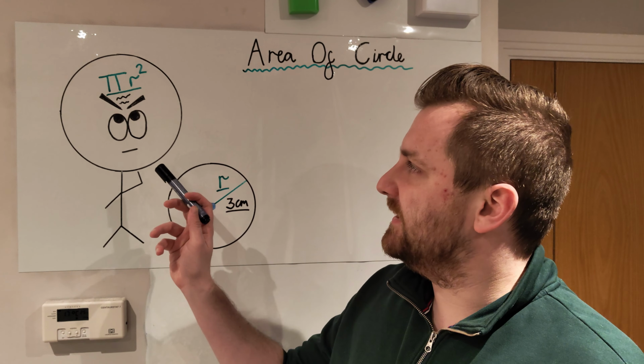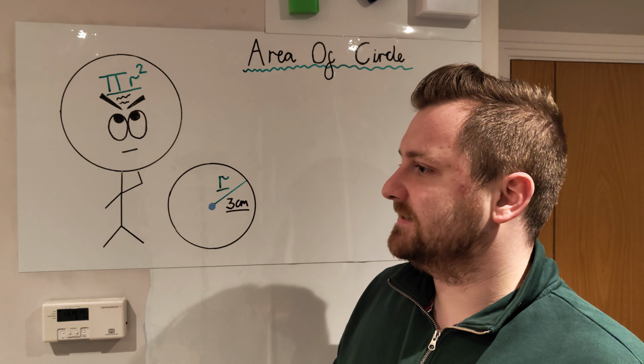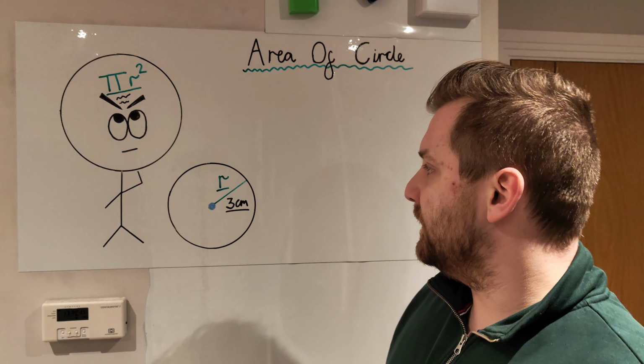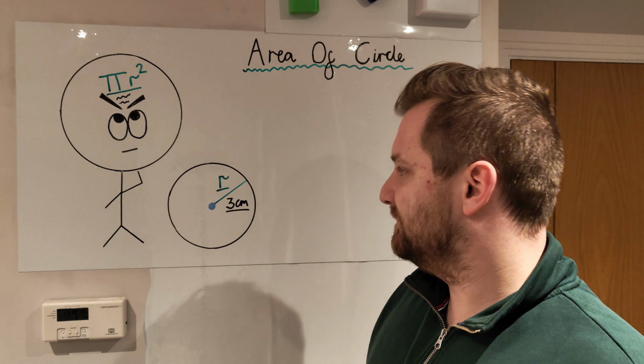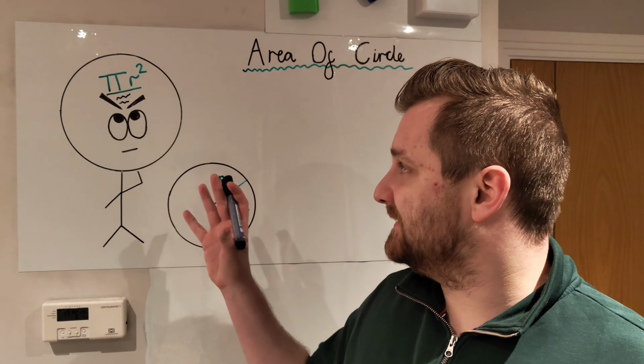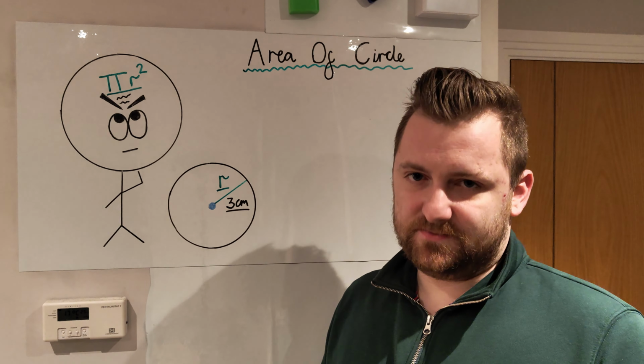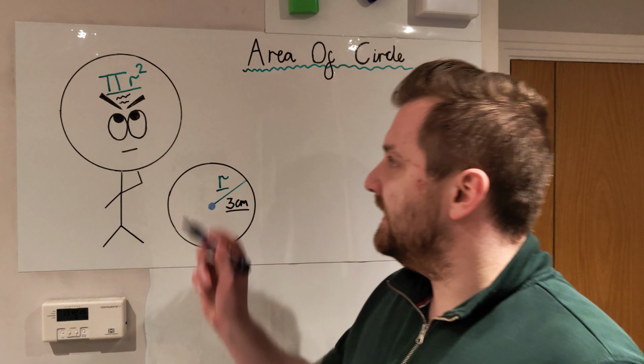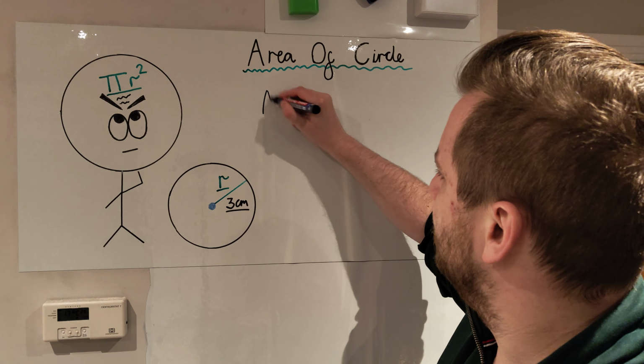But he's a bit confused right now, but he doesn't realize that the area of his head is pi r squared. So we're going to work out the area of a slightly smaller circle, nearly as big as his head, but a little bit smaller, and I'll show you how to do that. So the area of a circle is pi r squared.